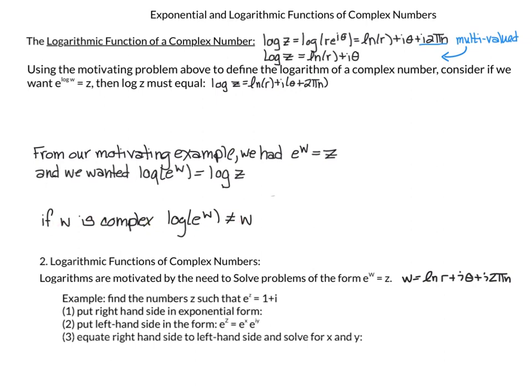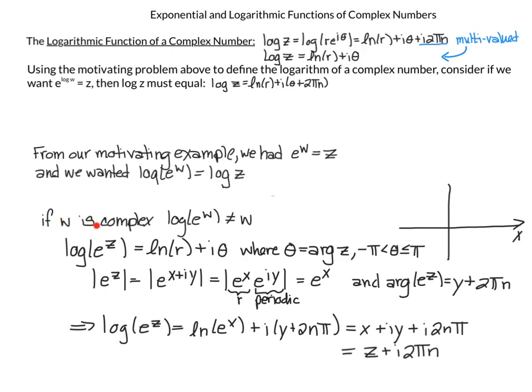But I do want to say, first, that if w is complex, our motivating example, we can't just say log of e to the w is equal to w. That is not true. Which you sort of get from the formula here, because otherwise it would stop at natural log of r. So there is this extra stuff, and I just wanted to talk a little more about that extra stuff.